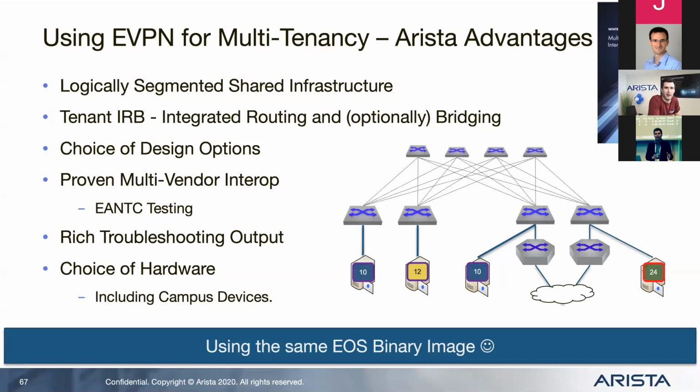I've already spoken about the ability to use MLAG or multi-homing active-active. We've already spoken about the ability to use asymmetric or symmetric IRB. And all of these are proven in multi-vendor setups. Every year we participate, as well as other vendors, in the EANTC testing. If you go to our website, or via their website, you can find a link to the 2019 results, and the 2020 results are being worked on right now. You should see that soon.